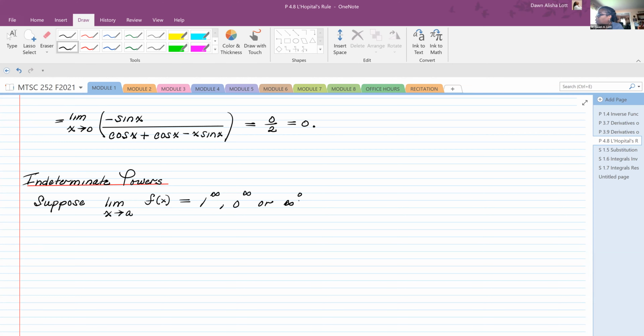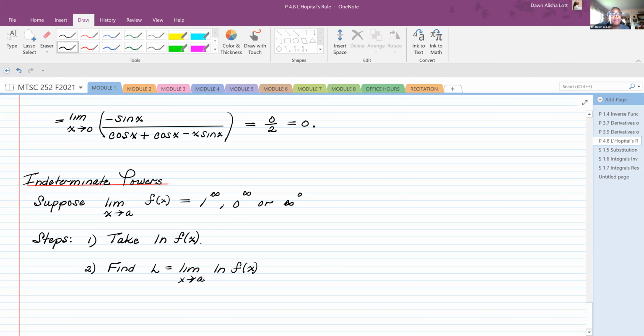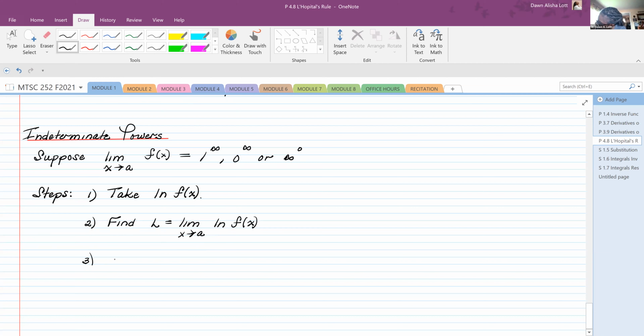So what we're going to do is we're going to take a logarithm first. So you're going to take that, and then you're going to find L, which is going to be the limit as x approaches a of the log of f of x. So you're going to find that limit, and then you're going to conclude that the limit as x approaches a of f of x is e to the L. So it's a three-step process.